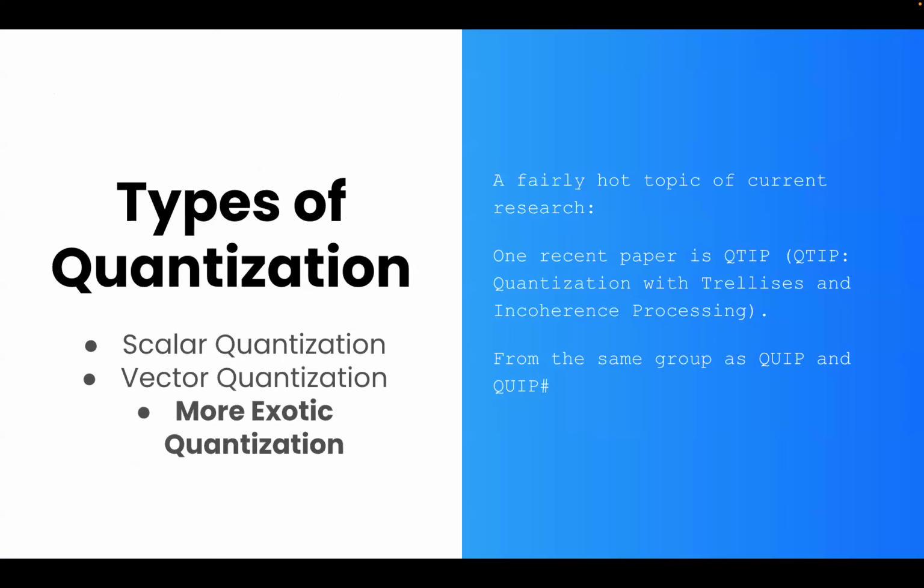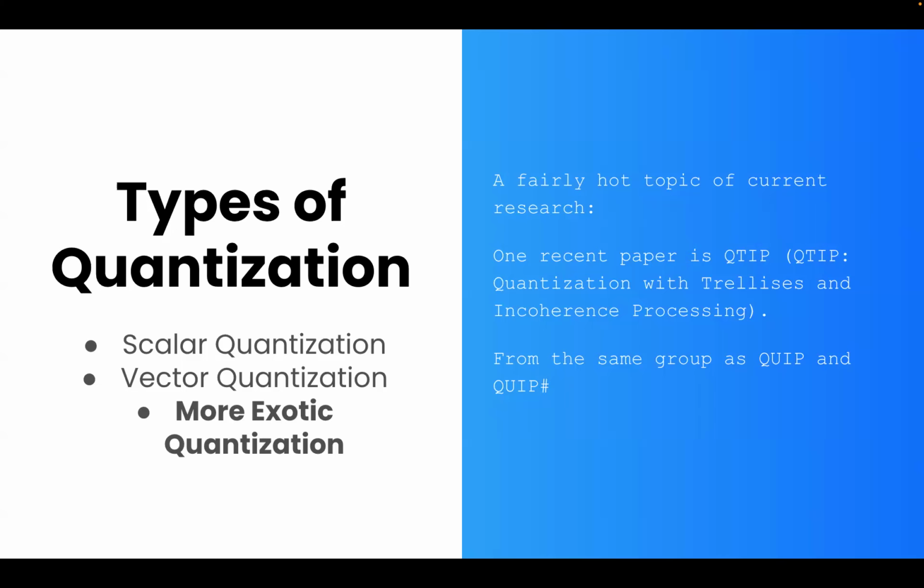Okay, so now we'll move on to more, so to say, exotic forms of quantization. This is a fairly hot topic of research. One very recent paper, a NeurIPS Spotlight this year, is QTIP, or quantization with trellises and incoherence processing. This is from the same group as QuIP and QuIP#.